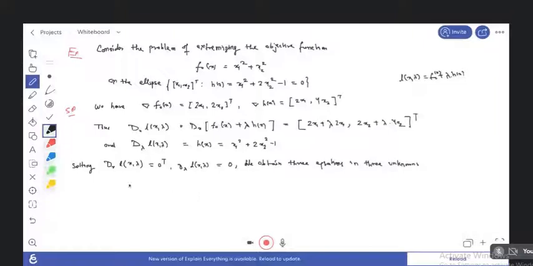Okay, your equations are: 2x1 plus 2 lambda x1 equals 0, this is equation number 1. Then 2x2 plus 4 lambda x2 equals 0, that is equation number 2. The third one is x1 squared plus 2 x2 squared equals 1. So there are three equations and you have to solve these three equations.